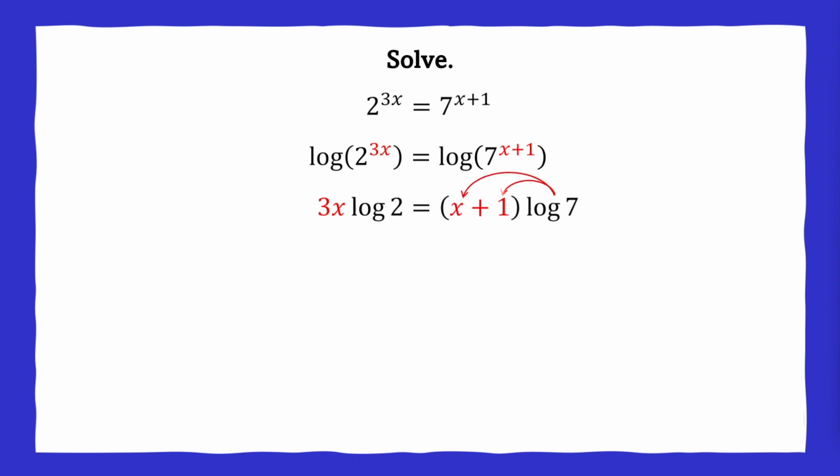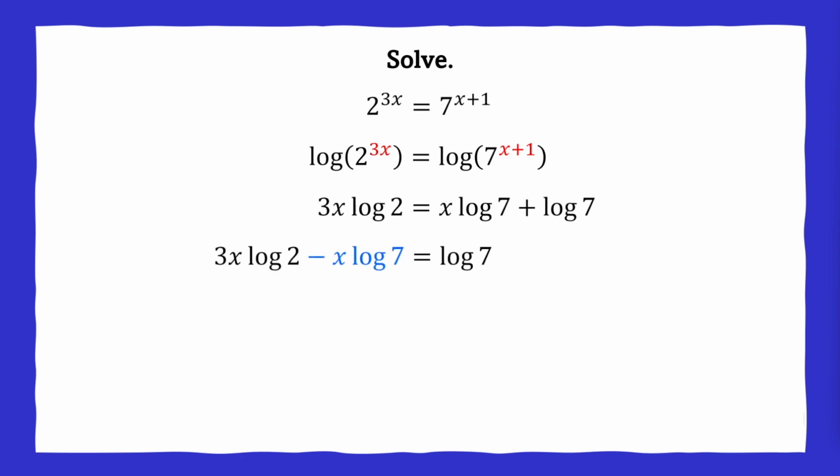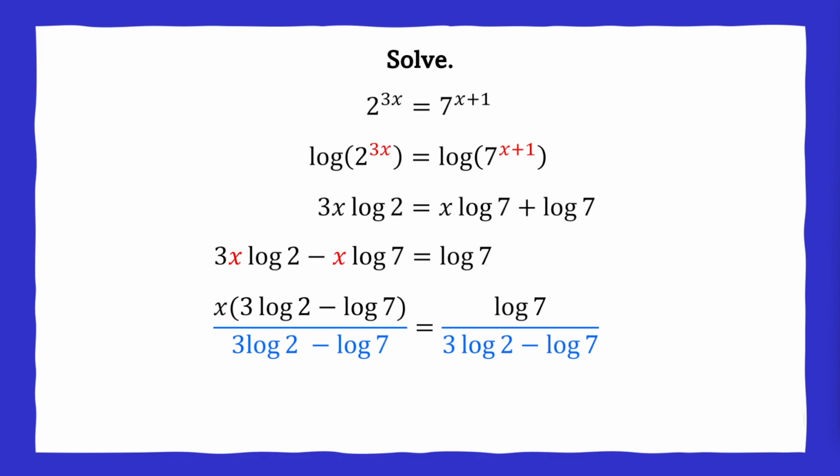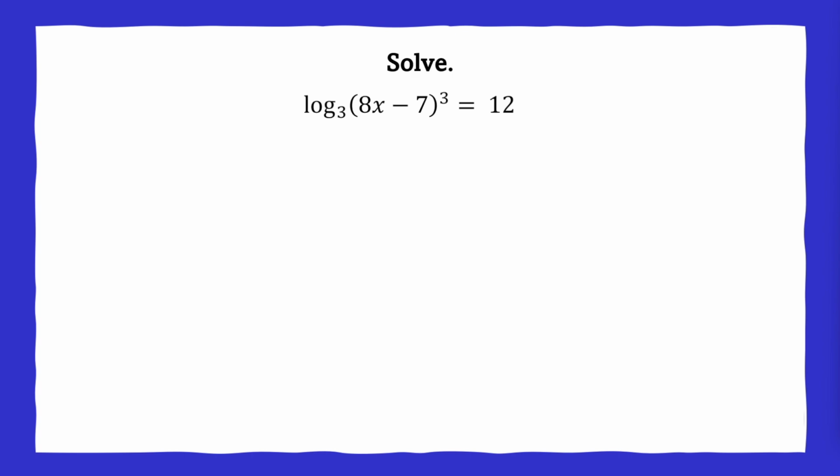Expand the right-hand side by distributing log 7. Now we collect all x terms on one side by subtracting x times log 7 from both sides. Then factor out x. Isolate x by dividing both sides by the expression 3 times log 2 minus log 7. This is the exact solution. If needed, we can approximate the value using a calculator. X is approximately 14.57.